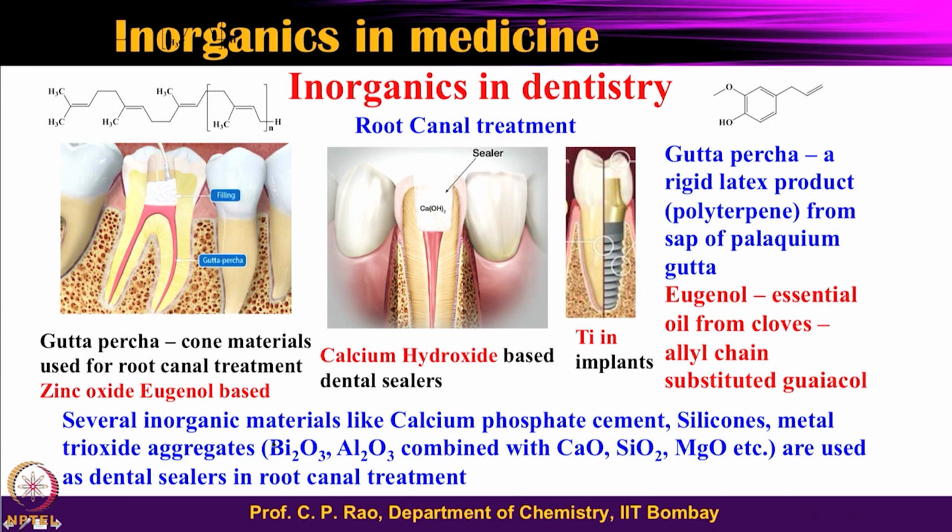Several inorganic materials like calcium phosphate cement, silicones, metal trioxide aggregates like Bi2O3, Al2O3, which are combined with calcium oxide, silicon dioxide, magnesium oxide, etc. All of these are used as dental sealers in root canal treatment. So, almost everything is inorganic.